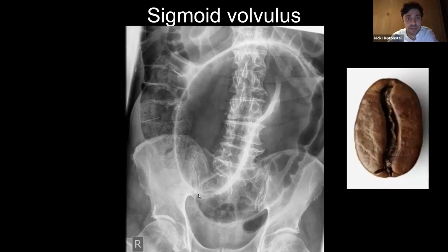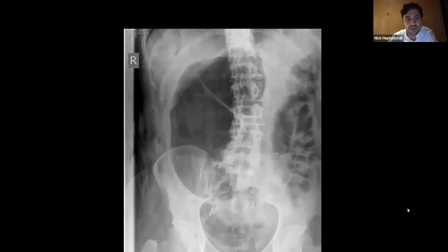So the key parts of the sigmoid volvulus are that the gas-filled loops are in the center of the radiograph, and it looks like a coffee bean. So that's all the way around the edge, and then this is the center here. That's the two parts of the sigmoid folded against itself, and it's twisted around, typically the mesentery, and that's the sigmoid volvulus. So comparative to this, I'll just go through this one.